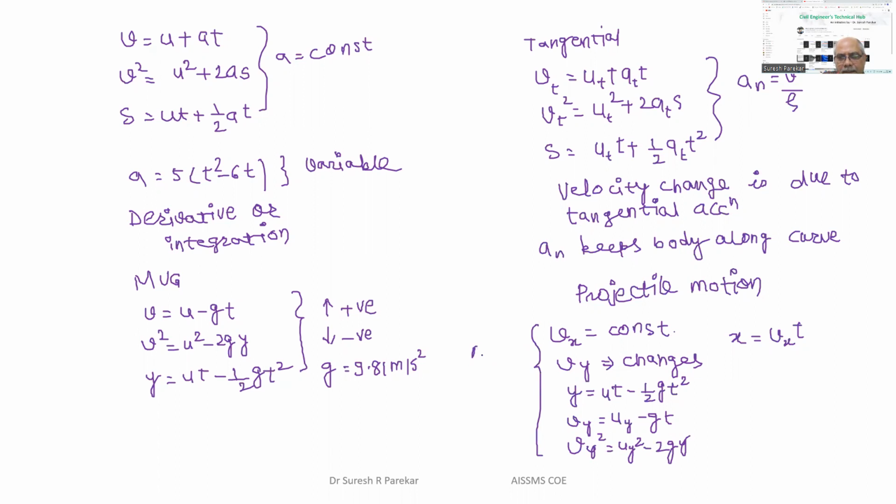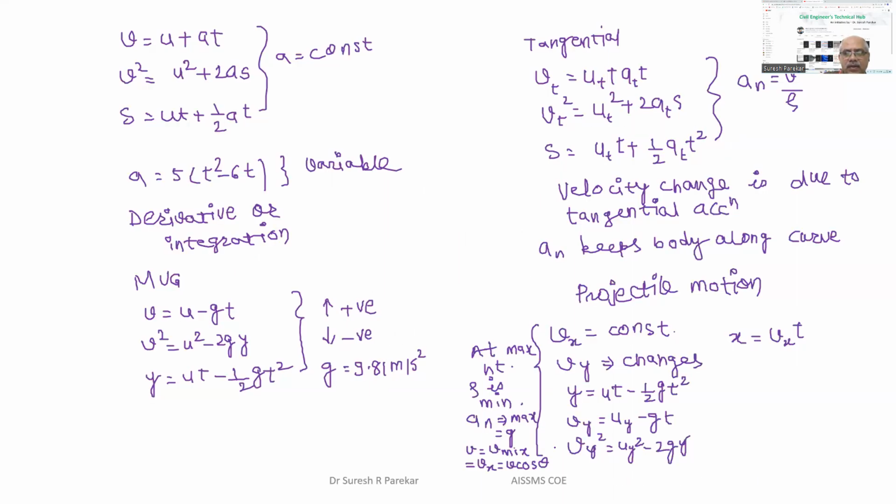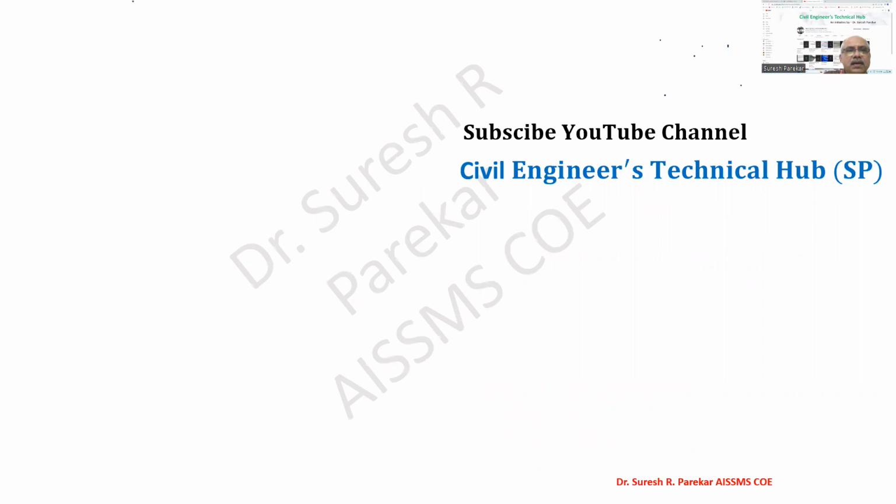Now at maximum height, rho is minimum, An maximum, which is G, and V minimum, which is Vx, V cos theta. Theta is angle made with horizontal. And then actually, this is for your kinematics.